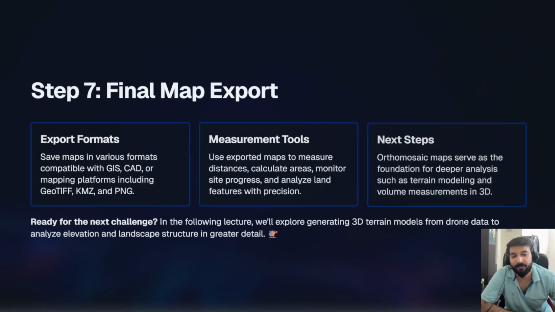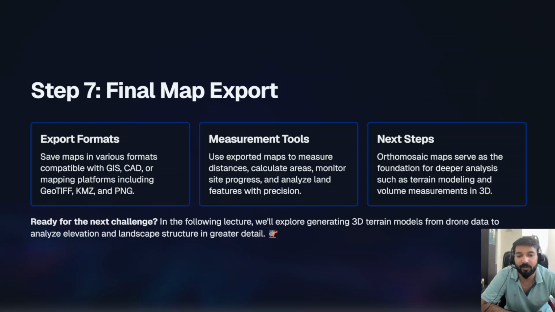Step 7. Final map export. After processing is complete, the orthomosaic map can be exported in various formats compatible with GIS, CAD, or mapping platforms. These maps allow users to measure distances, calculate areas, monitor site progress, and analyze land features. Orthomosaic maps are often the starting point for deeper analysis such as terrain modeling and volume measurements.